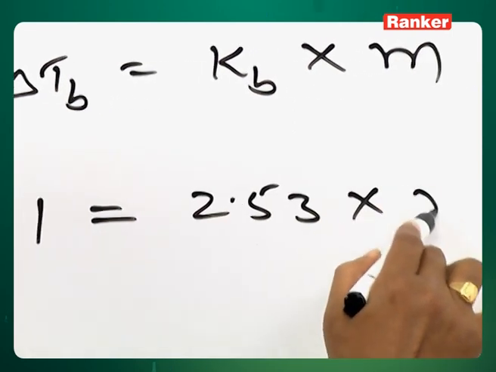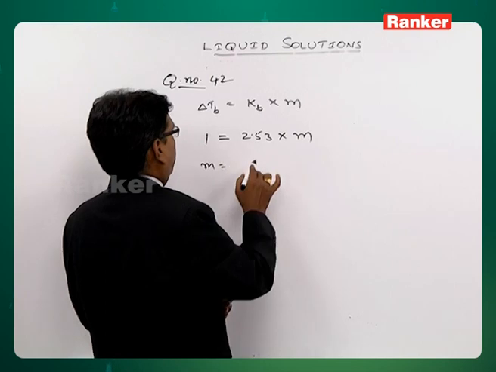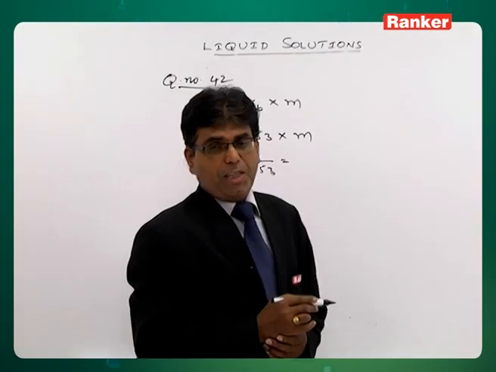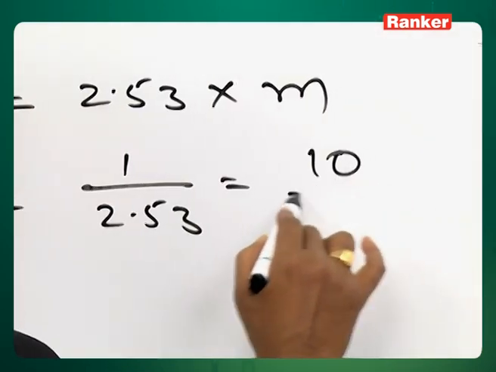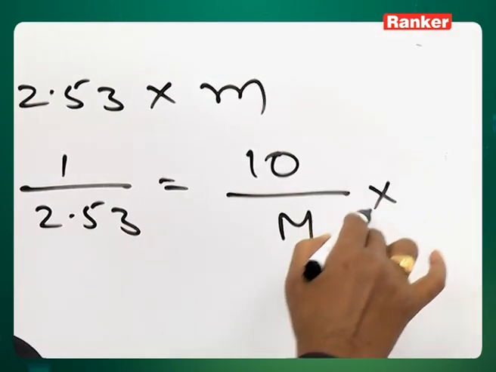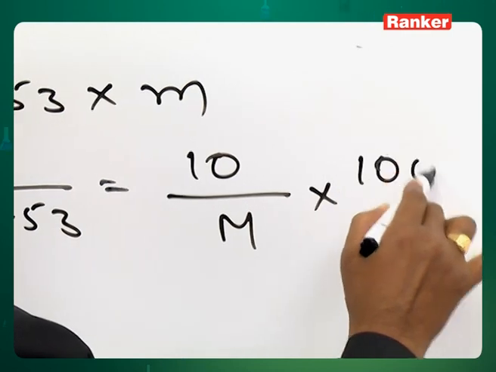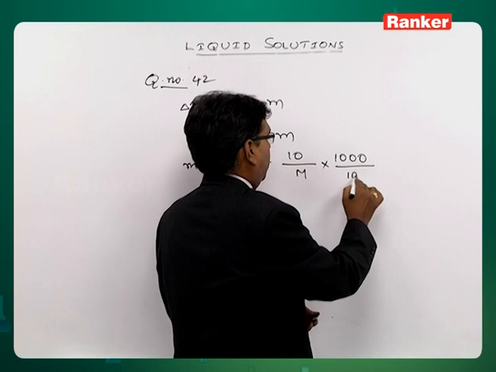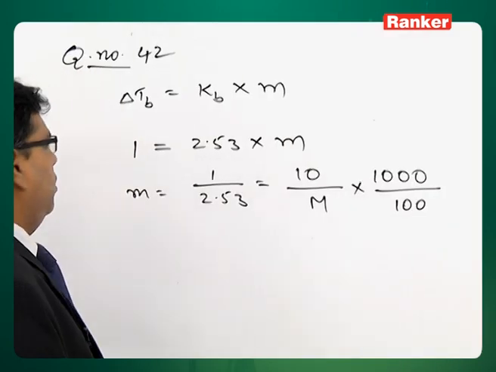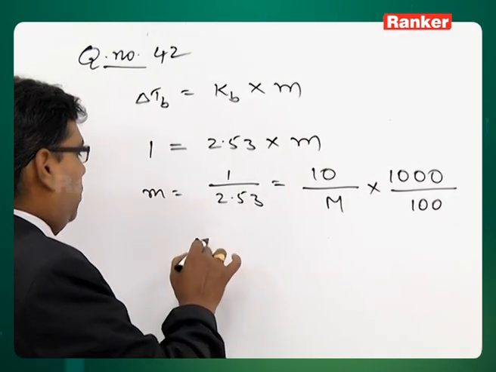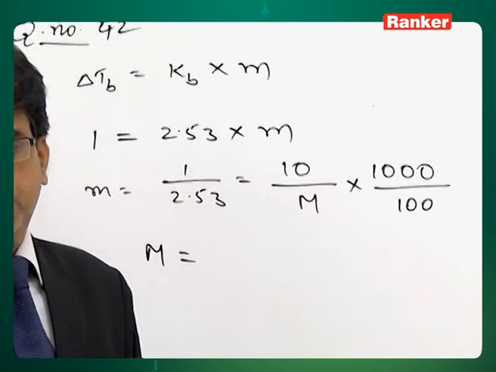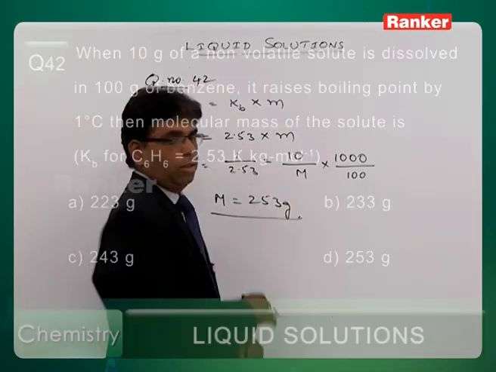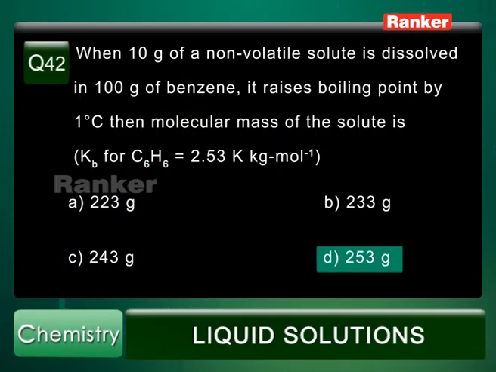2.53 into molality. So molality is equal to 1 by 2.53, which is equal to weight of solute, that is 10 grams, by molecular weight of solute into 1000 by weight of solvent. The weight of solvent, that is benzene, is given as 100. So this is the molality. From this, if you determine the molecular weight, you will get it as 253 grams. So the correct answer must be option D.